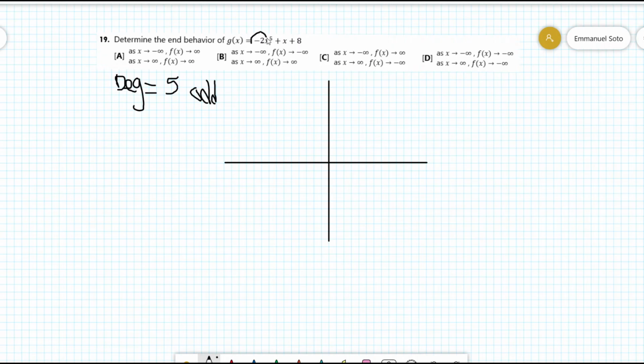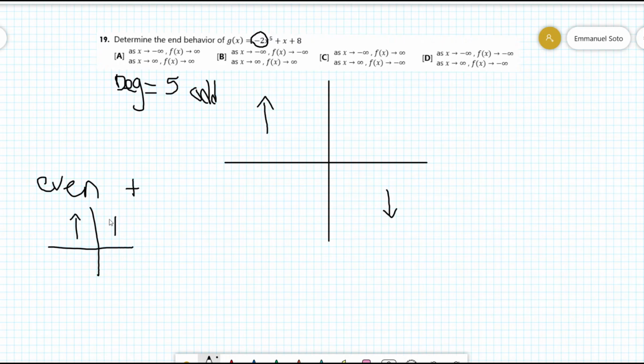Now, because the degree is odd and the leading coefficient is negative, that means that this graph has the behavior where it starts out positive on the left and ends up negative on the right side. So you have to know the end behaviors, okay? For example, if you had even and positive, then it's going to look like a smiley face parabola, right? So it's going to start out on the left side going up, and on the right side, it's going to go up.